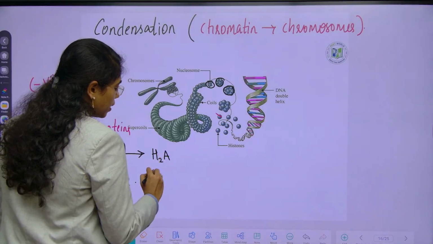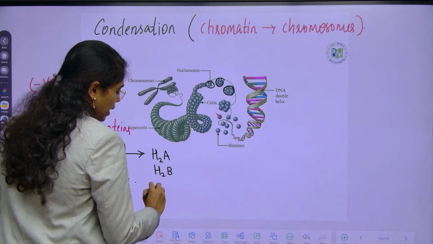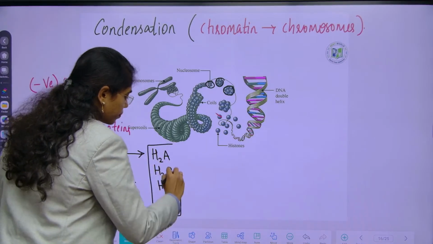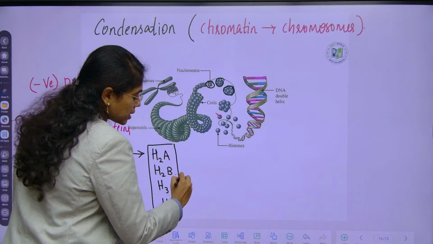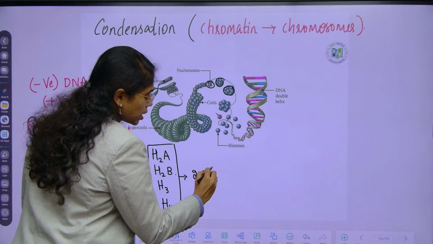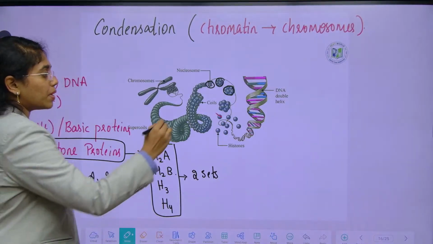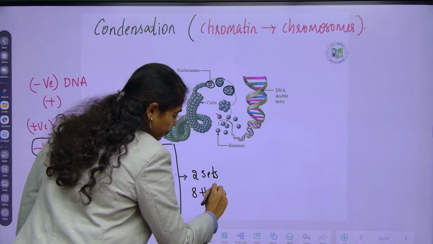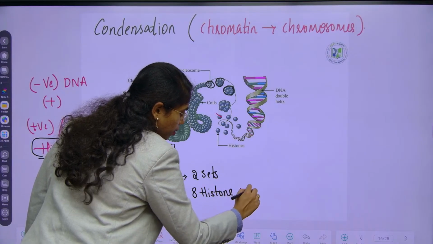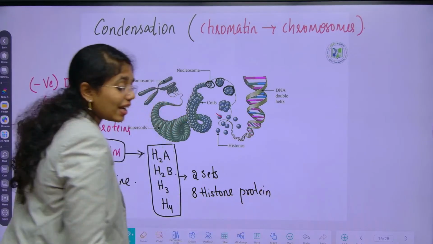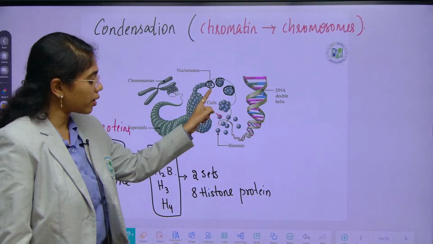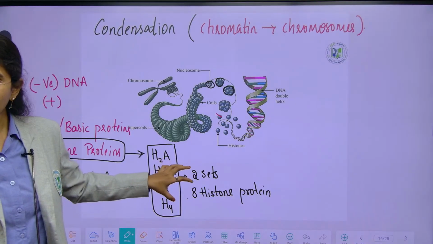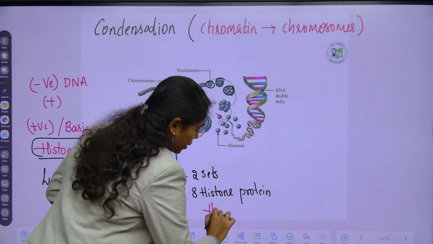H2A, H2B, H3, H4. One set of these 4 proteins. How many sets are present? 2 sets. So, total how many proteins are present in a single nucleosome? 8 histone proteins. When DNA is wrapped around these 8 histone proteins, can I call them a histone octamer? Yes, right? This is a histone octamer.